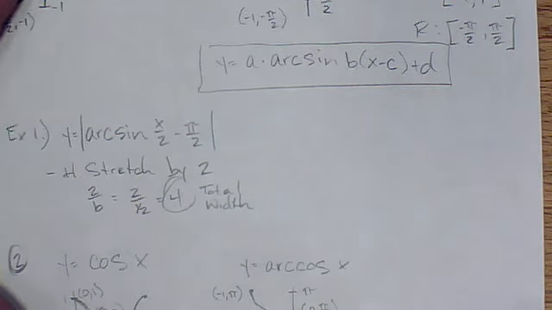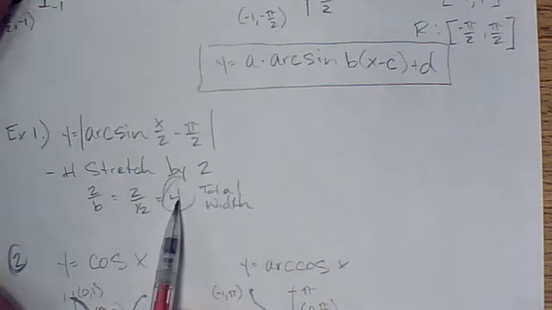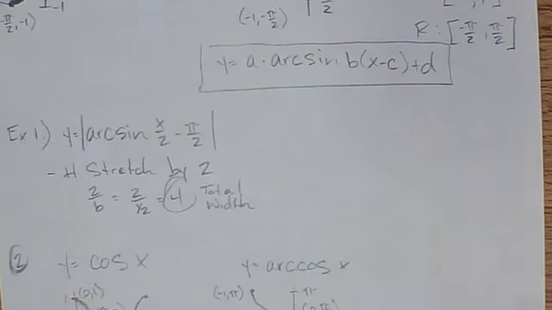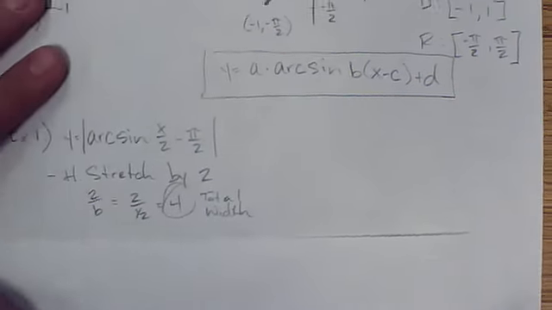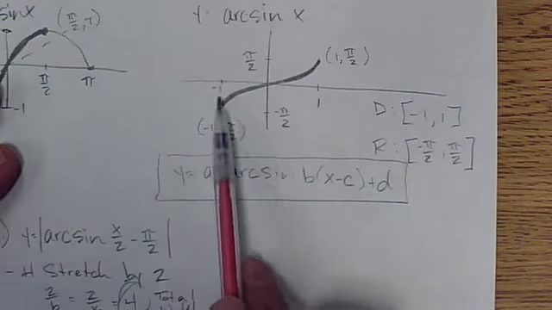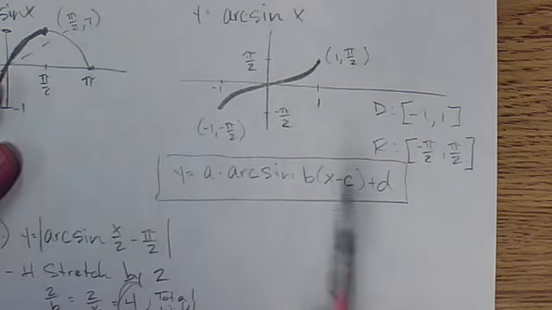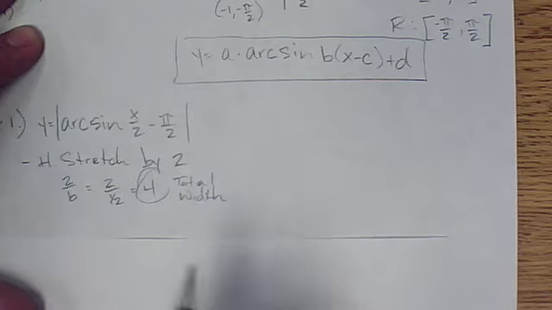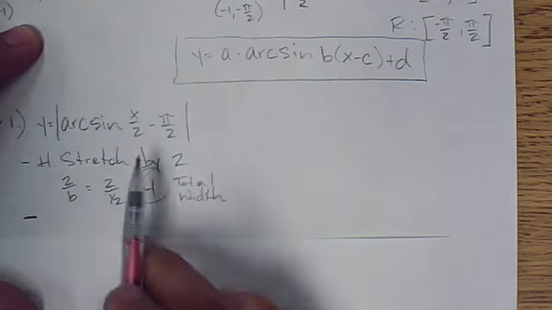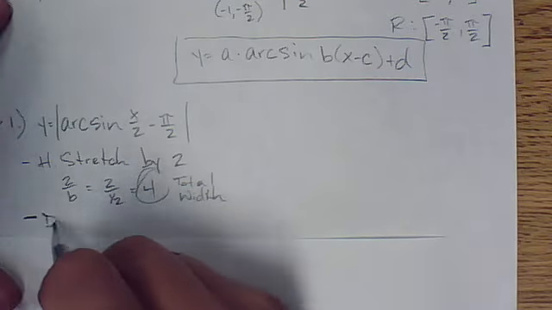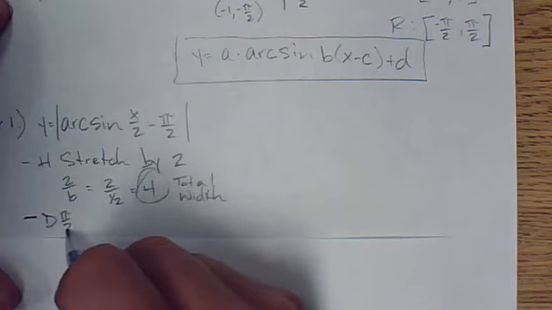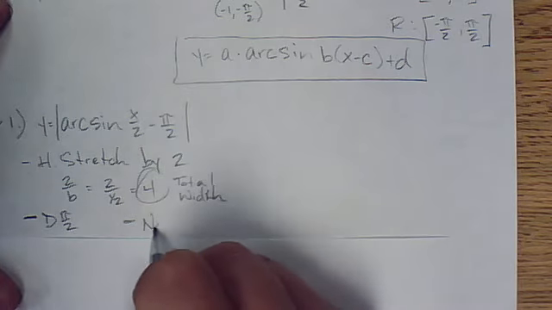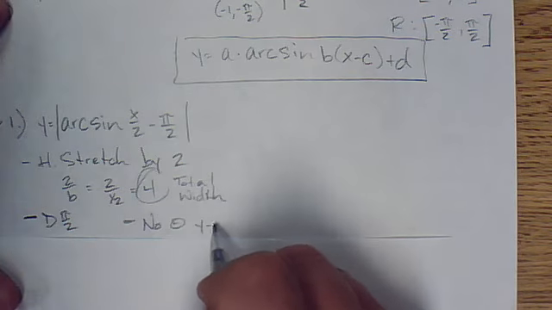The total width of our new graph. Now notice the parent function up here, the total width is 2. So now our total width will be 4. Okay. We have a couple more transformations here. We've got down pi over 2. And then the last one there is the absolute value on the outside, which says that we have no negative y values.